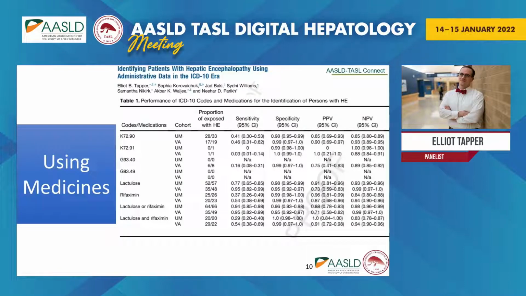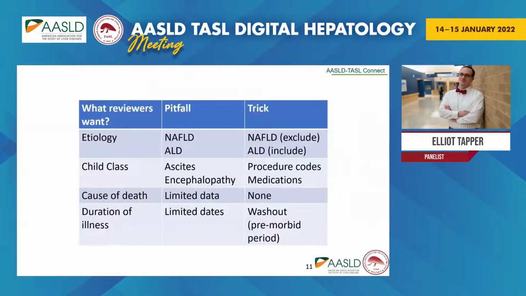And while we know that lactulose and rifaximin have other treatment targets, such as constipation or irritable bowel syndrome, by and large, once a patient has known cirrhosis, the use of these medications is quite sensitive and specific for the condition of interest. And so I advocate using medicines like lactulose to identify encephalopathy and spironolactone to identify ascites.